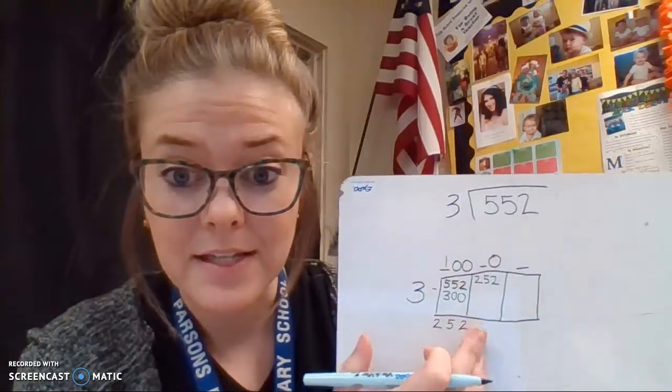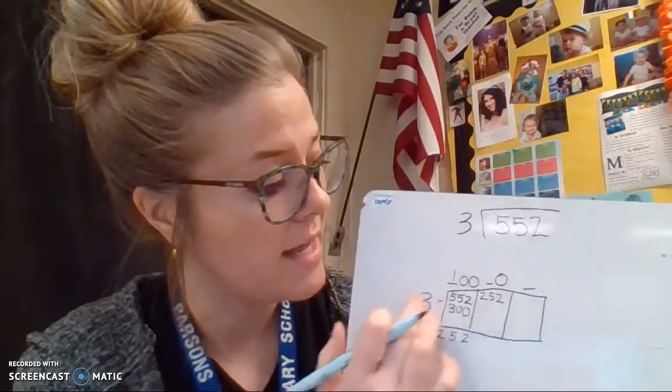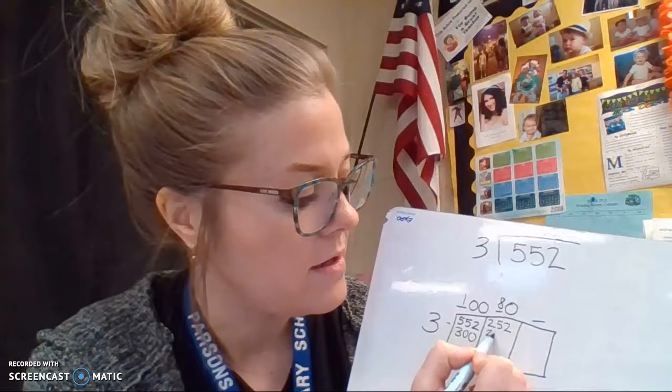Now I know I'm going to have groups of 10 times 3. So how many groups of 10 times 3 can I use to get closest to 252? Well, 10 times 3 is 30, and I know I need to go much higher. Let's look at these first 2 digits right here. What times 3 gets me closest to 25? Well, 7 groups of 3 is 21. 8 groups of 3 is 24. So I'm going to try 80 groups of 3. 8 times 3 is 24.